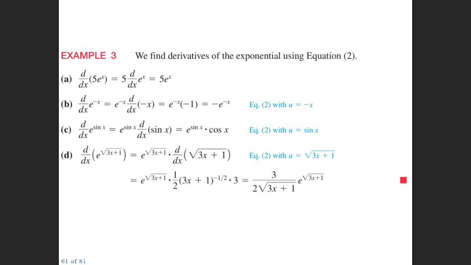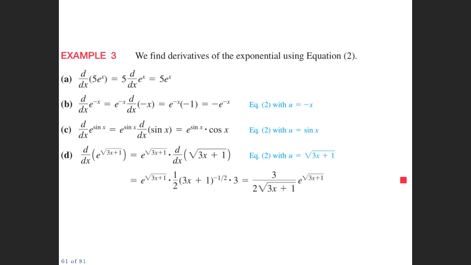Example 3 from your textbook. Let me go through it very, very quickly because this is quite a simple example. e to the power of x: take the 5 outside, 5 times the derivative of e to the power of x, that's 5 e to the power of x.